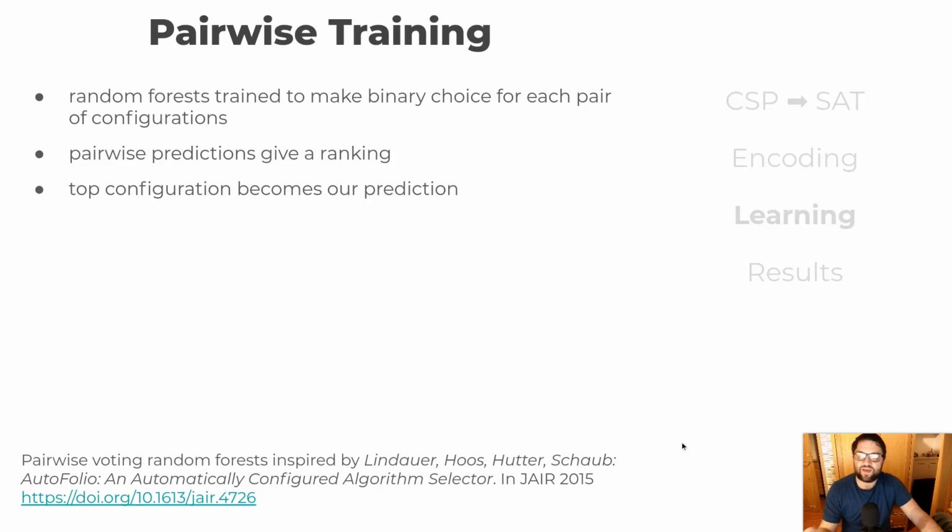We tried a variety of ML setups, including various regressors and classifiers from the scikit-learn toolkit. What we found to work best was actually inspired by AutoFolio, which is cited here, and that was to train a classifier on pairs of configurations, and then each classifier would predict between those two configurations, and effectively that would give us a ranking.